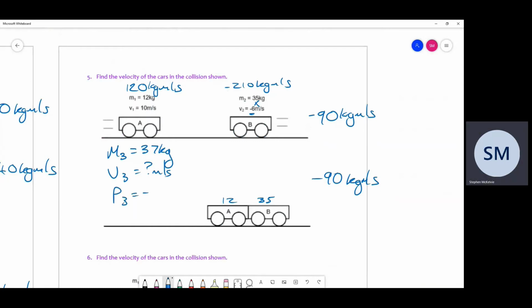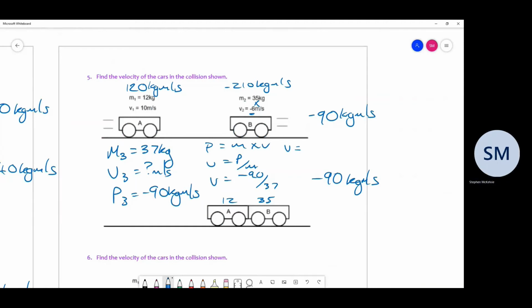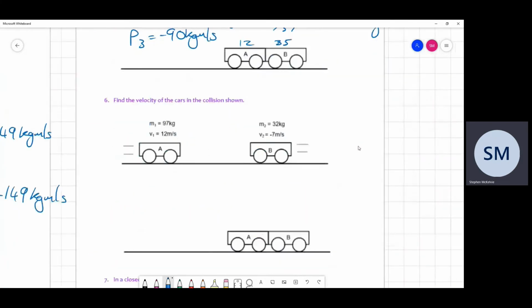Momentum is equal to minus 90 kilogram meters per second because momentum before has to be the same as momentum afterwards. Momentum is equal to mass times velocity. Velocity is equal to momentum divided by mass. Velocity will be minus 90 divided by 37, giving me a velocity of 2.43 meters per second. And another one, 97 times 12.